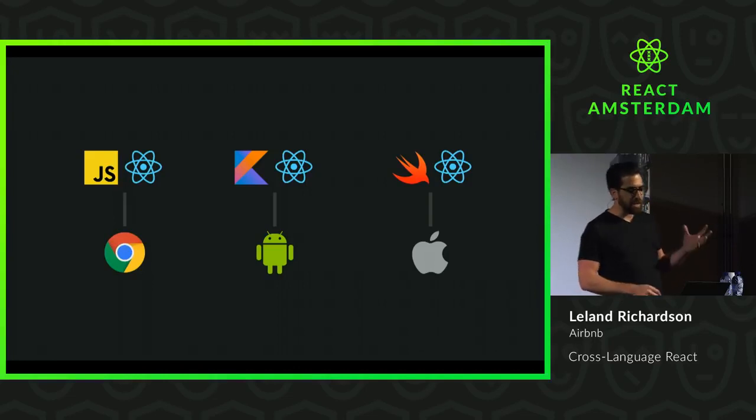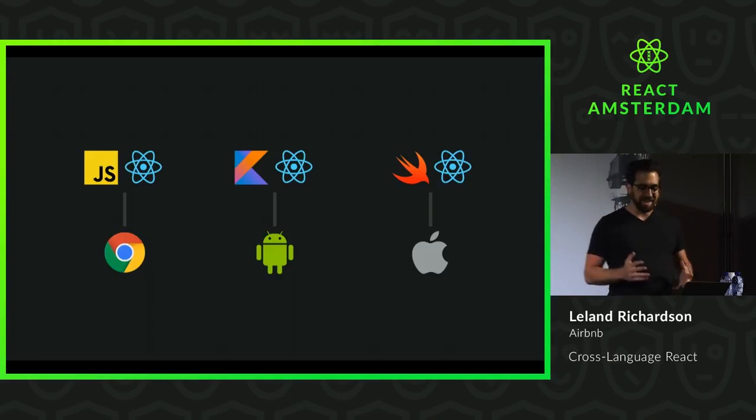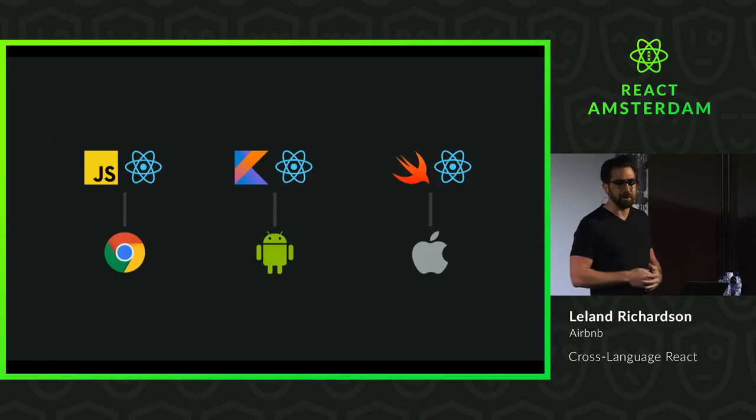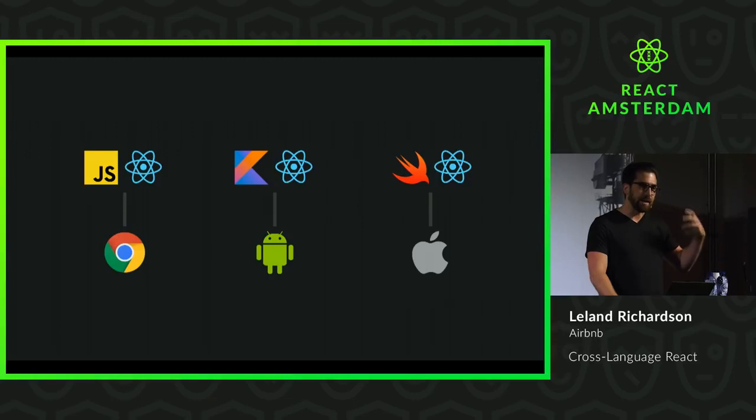So I called this library Recoil, and I tell you that only because I might mention it as a name during this talk. It's not really important for the focus of this talk, but it was an implementation that I worked on that took React and moved it into Kotlin and Swift.